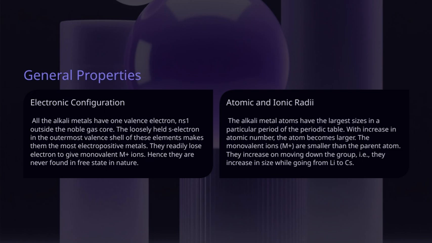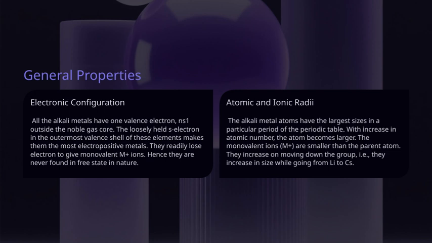Now, when these atoms form monovalent ions, such as M+, they are actually smaller than the parent atom. This is because losing an electron reduces electron-electron repulsion and allows the remaining electrons to be pulled closer to the nucleus. Interestingly, as we go down the group from lithium to cesium, these ions get larger again, reflecting the increase in atomic size.